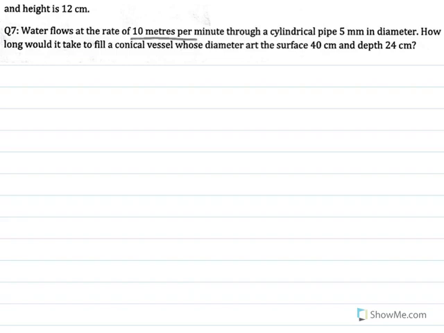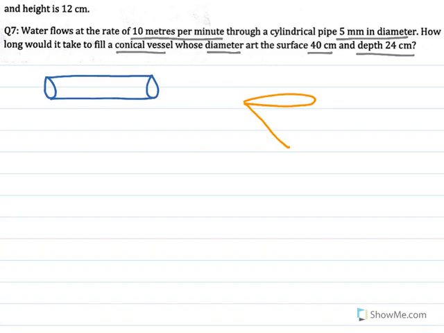Water flows at a rate of 10 meters per minute through a cylindrical pipe 5 mm in diameter. How long will it take to fill a conical vessel whose diameter is 40 centimeters and depth is 24? So here we have a pipe. Water from this pipe is poured into a conical vessel. For this conical vessel, they have given the diameter as 40 centimeter, so the radius is half, 20 centimeter, and the depth is given as 24 centimeter.